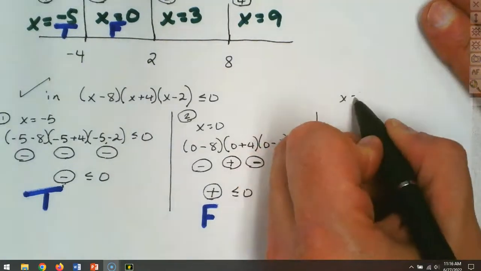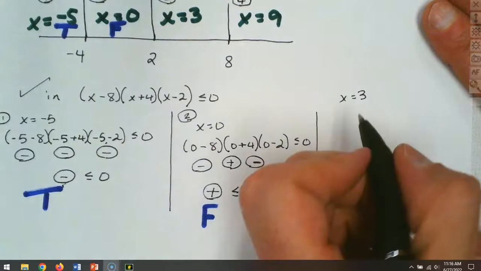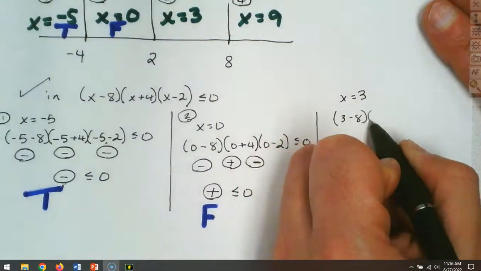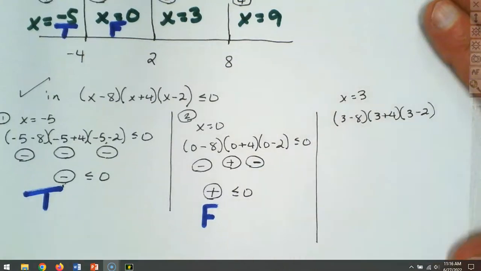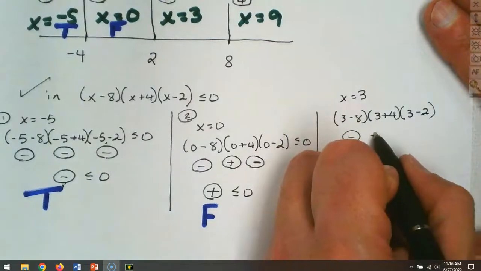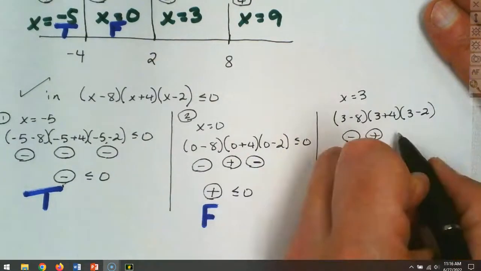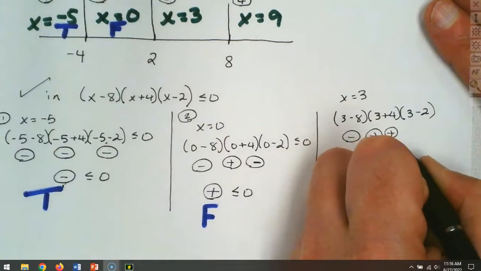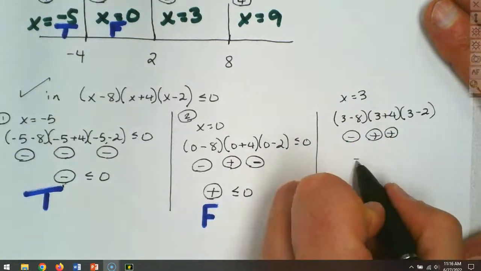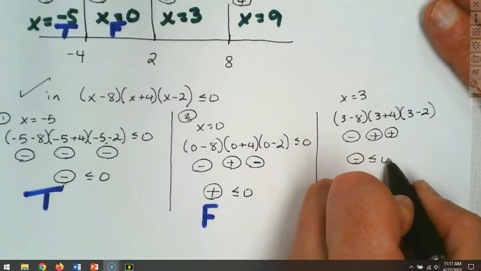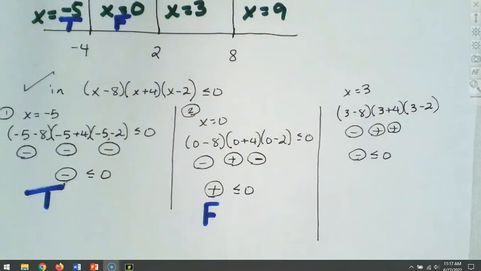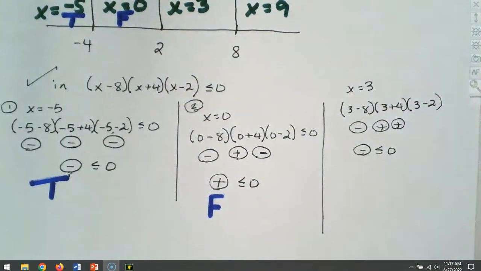So let's check 3. 3 minus 8, 3 plus 4, 3 minus 2. 3 minus 8, single negative, right? 3 plus 4, positive. 3 minus 2, positive. 1 negative makes it negative, and our negative numbers are less than or equal to 0. Is that true or is that false now? Okay, that would be true.